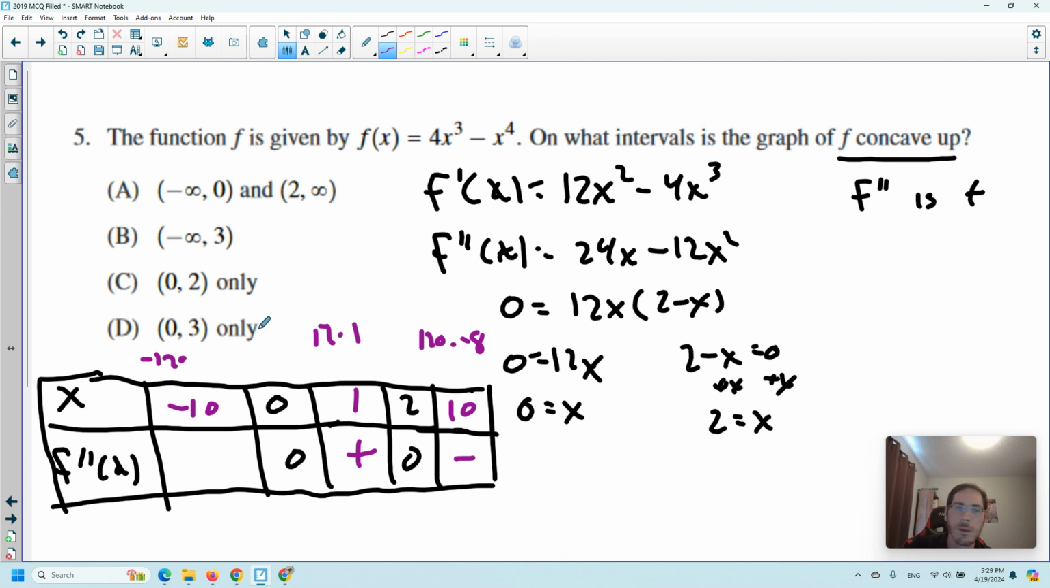times 2 minus that. It's going to be 12. So that's going to be negative. All right, so it turns out in this section is where we're positive. So we're positive from 0 to 2. So there we go. So again, messed up.